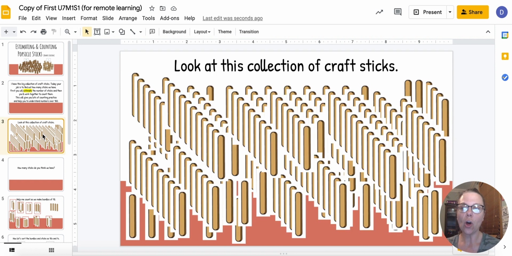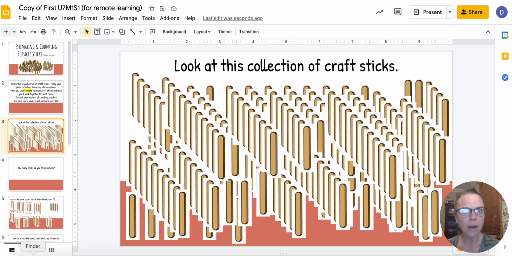Let's look at all these popsicle sticks here. There's a lot. If you look at that and I say, make an estimate of how many popsicle sticks you have, you probably wouldn't say 5. That probably wouldn't be a good estimate. There's a lot more than 5 there. So an estimate means we're making a guess. Yes, we are making a guess, but we are also making a guess using our brain to make the best guess we can.